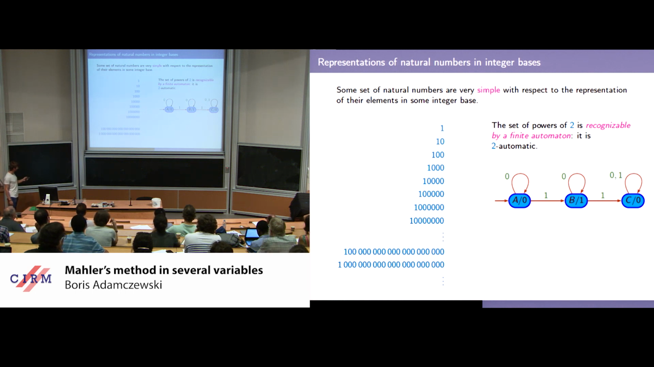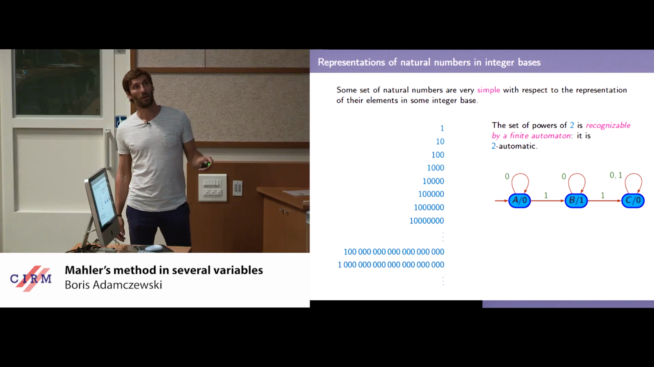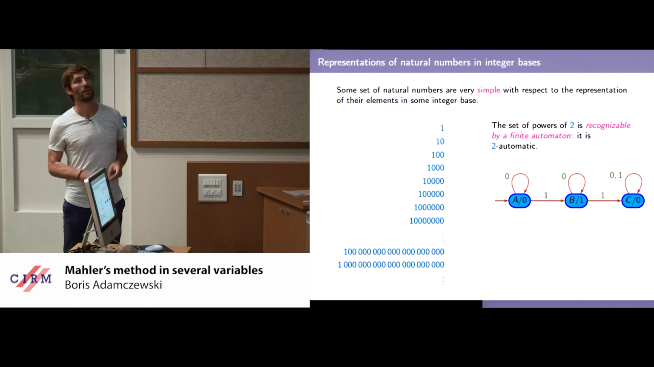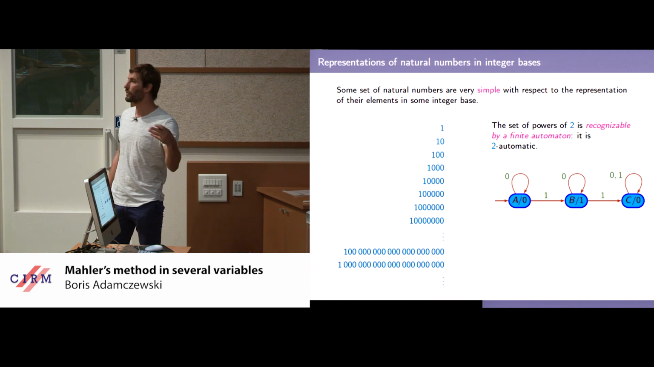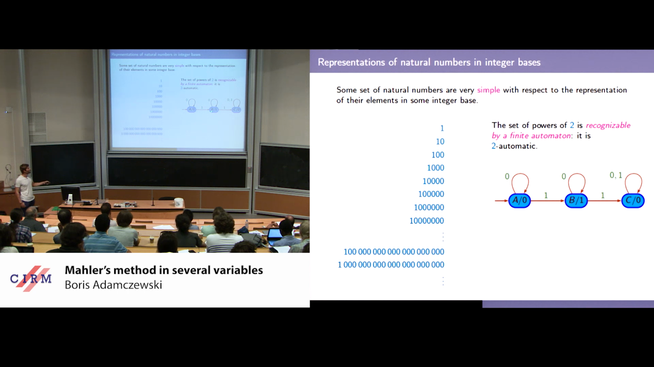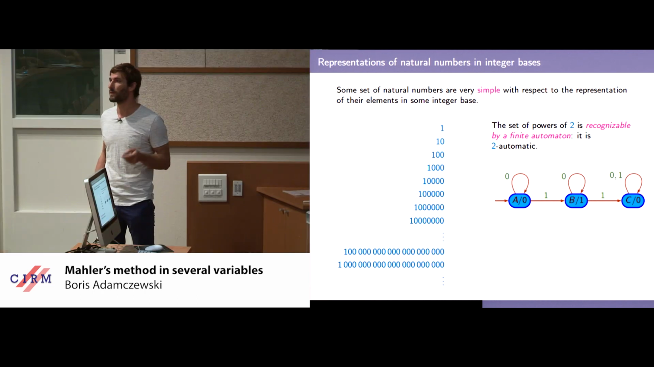The set of powers of 2 is said to be recognizable in base 2, or 2-automatic, and this means that you have a finite state machine. Here you have only 3 states, whose ability is to read any number written in base 2. You start from the initial state, and then you read the expansion of n in base 2. After reading this integer, you end in state A, B or C, and you are a power of 2 only if you end the reading in state B.